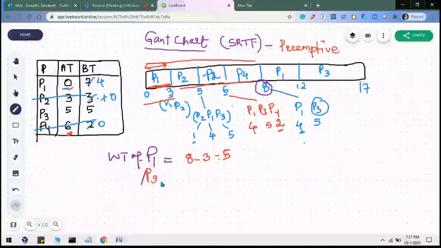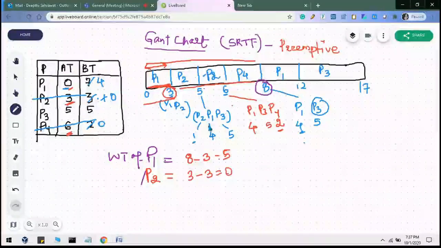Now coming to P2. Now let's understand P2. If I talk about P2, this is the only slot where P2 is there, and after that there is no P2. So P2 is actually continuously available from 3 to 6. So we can say that it has been waiting for the last 3 milliseconds, right? So it has been waiting at this particular time. But when did it arrive? It arrived after 3 milliseconds. So 3 minus 3 will be 0.